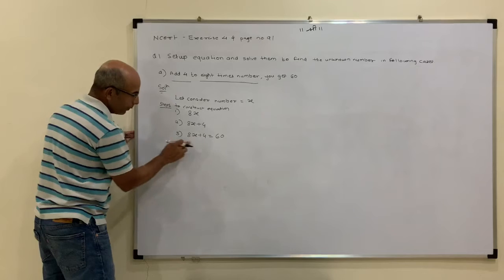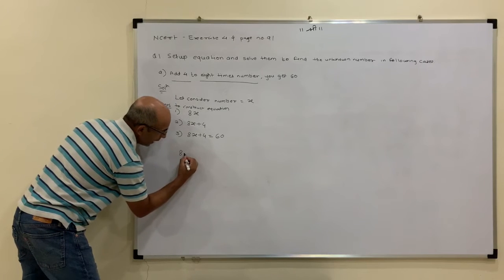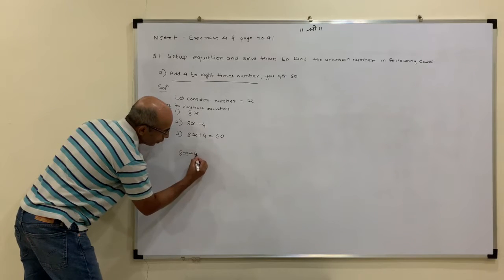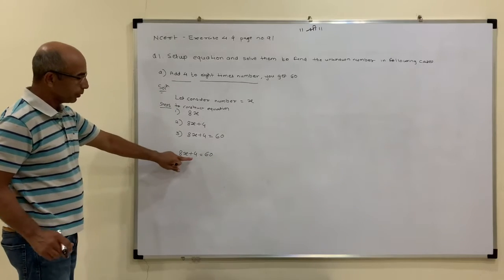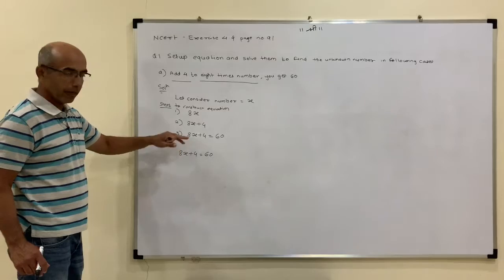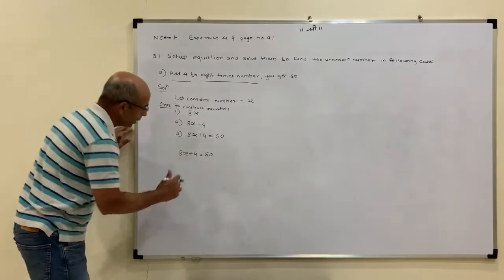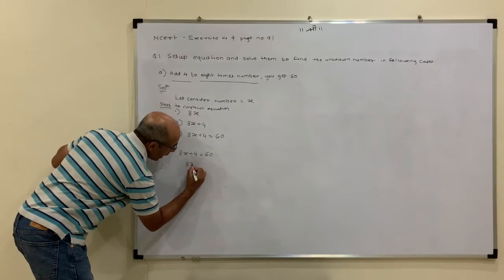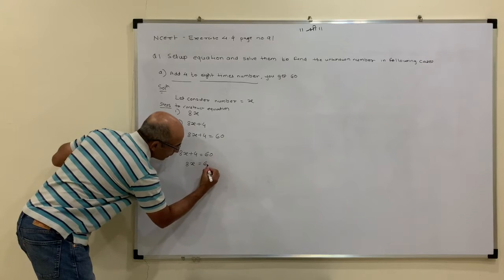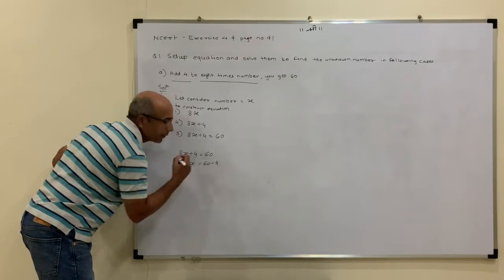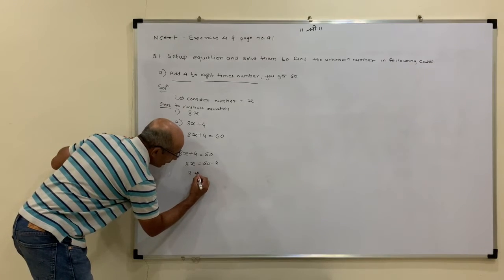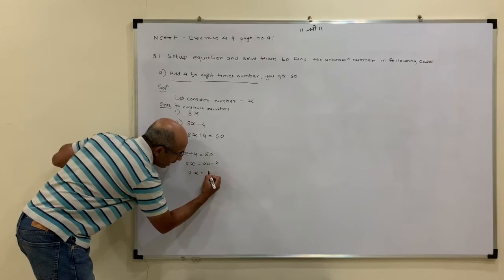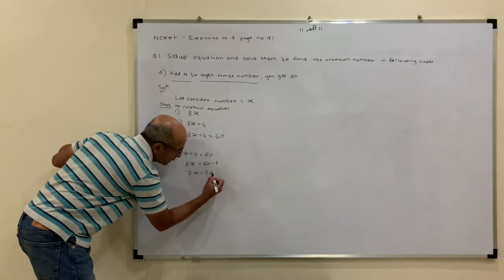Now I'll be solving this equation. So 8x plus 4 equals 60. Now I'll transpose plus 4 from the left hand side to the right hand side. Here it is added, so it will be subtracted on the right hand side. So my next step will be 8x equals 60 minus 4, which is 56.